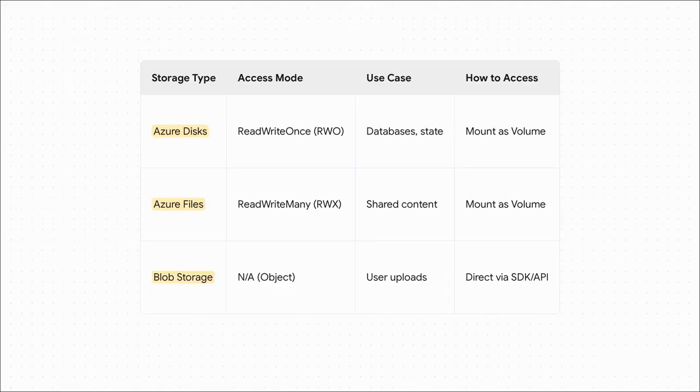Okay, this slide right here, this is your cheat sheet. Let's really break it down. Look at that first row, Azure Disks. See the access mode? It says Read Write Once, or RWO. That's the key. It means only one pod can use it at a time. Perfect for databases. Now check out the next row, Azure Files. Its access mode is Read Write Many, or RWX. That's your go-to for shared content that lots of pods need to get to.